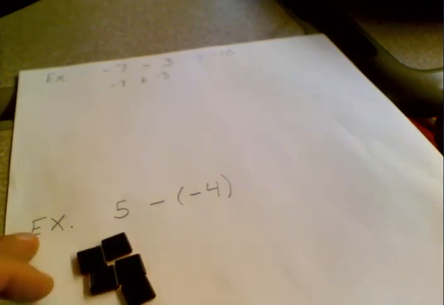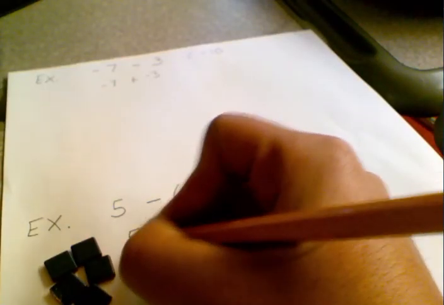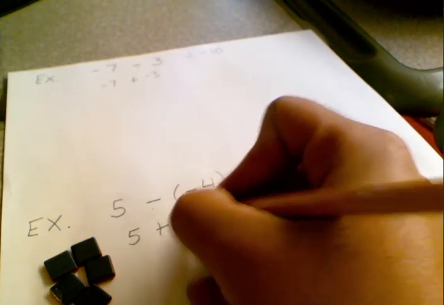All right, and now it says I'm going to take away -4. Well, I don't see any tiles here that I can take away. I can't take away -4 right now. I don't see that on my paper. But if I were to ask you, what is the opposite of -4, you would tell me that that is +4. So the opposite of -4 is +4. So again, we come now to the concept of adding the opposite. So now I have 5, and I'm going to add the opposite of -4, which is +4.